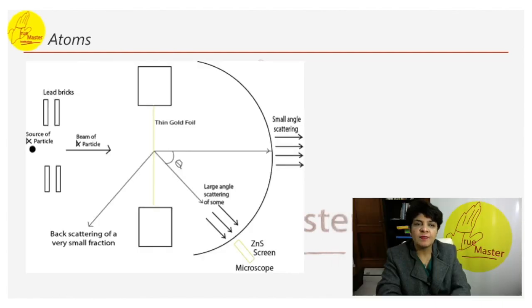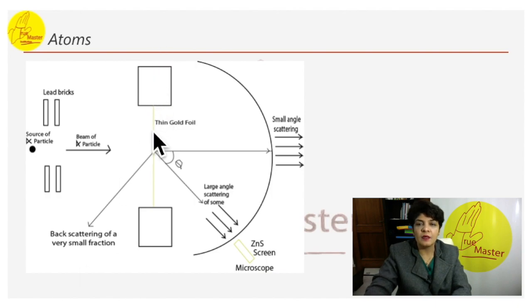Rutherford and his associates performed experiments on the scattering of alpha particles from gold foil. A radioactive source of alpha particles, like 214 Bi, is enclosed in a lead block. Alpha particles from this source are allowed to fall on the gold foil.